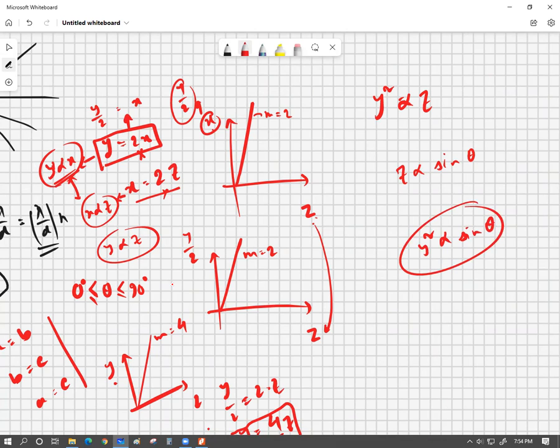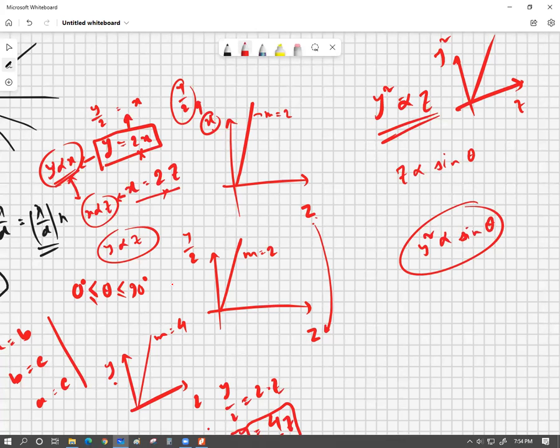That's a logical conclusion. Okay? And the basic meaning of these two graphs is that if I draw this proportionality graph, I'm going to draw a graph of y square versus z. I'm going to get a straight line that passes through the origin with some gradient over here.